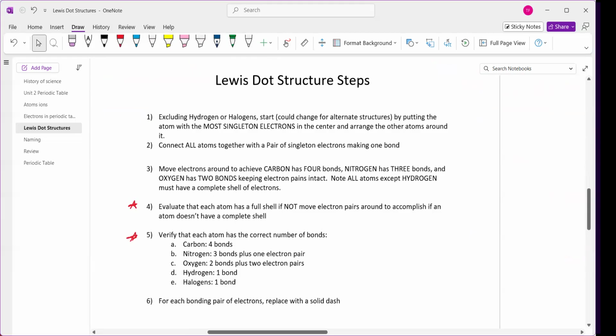So first step is we put the one with the most singleton electrons in the middle. Step number 2 is connect all the atoms together with a pair of singleton electrons. Number 3, look for stray singletons, and those have to be paired up. You can't have a stray singleton.